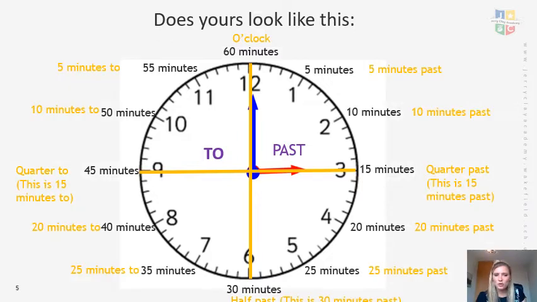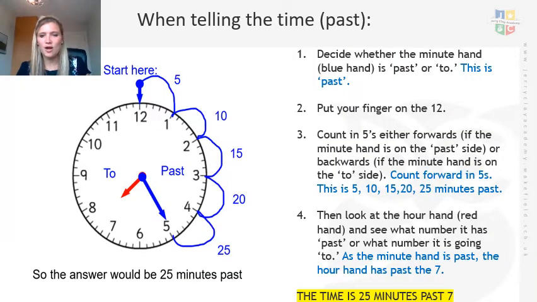So again, having a quick recap here, you've got the minutes past, and then when we get to the to side, remembering that we start from the 12 and we count backwards to see how many minutes to the hour it has got. So we're going to have a quick look at this again, and then you're going to have a go at some questions before you can get started on your activity.